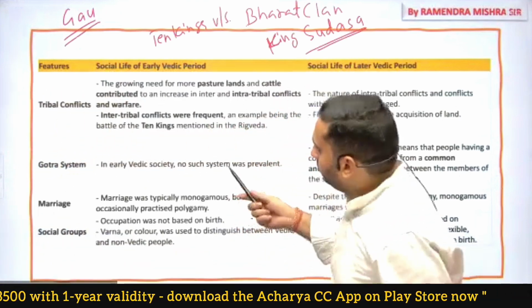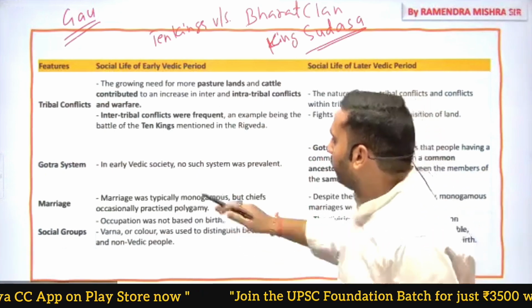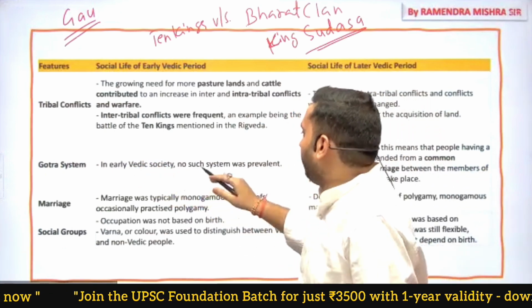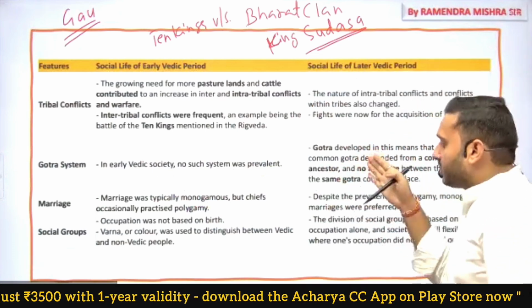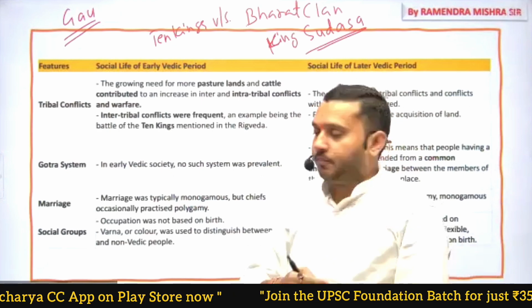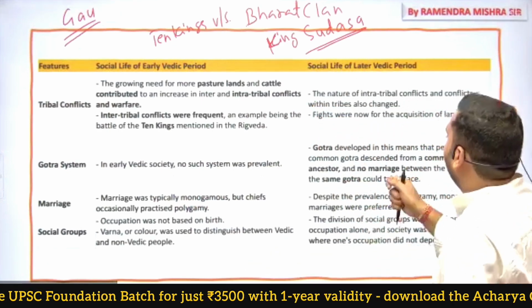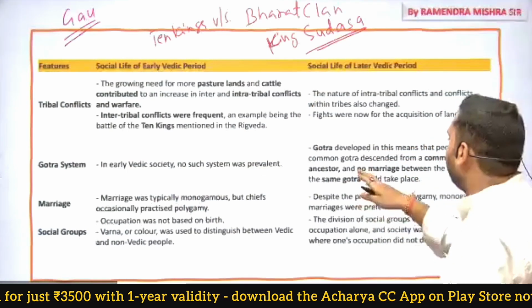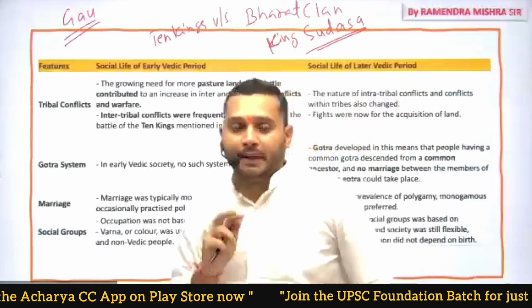So, yes, conflicts are for the cows, for the territory. Gotra system: in early Vedic society, no such system was prevalent, but in later Vedic, the Gotra system was developed and slowly became more and more rigid. Gotra developed in this way: people having a common Gotra descended from a common ancestor, and no marriage between the members of the same Gotra could take place.